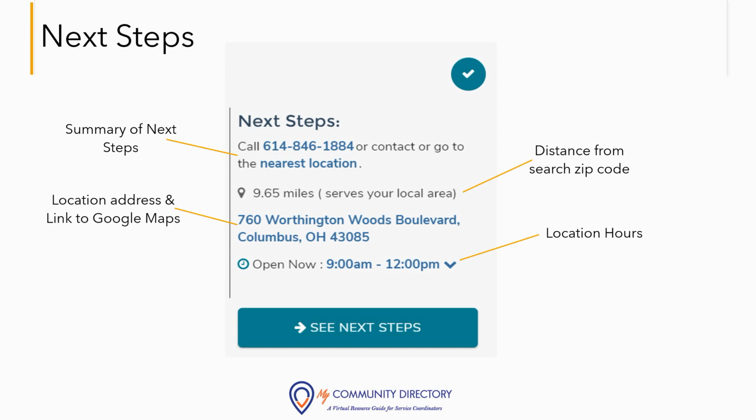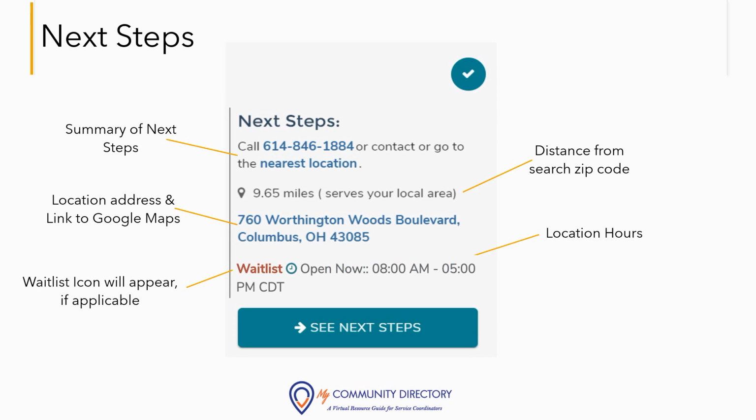One important feature to remember while you're navigating through these program cards is that if there is a wait list for a program, this waitlist icon will appear there, so be on the lookout for that. Finally, there is the Next Steps button, which will of course take you out of the search results list and show you much more detailed program information on another page.